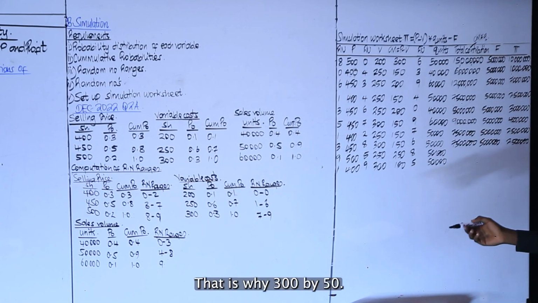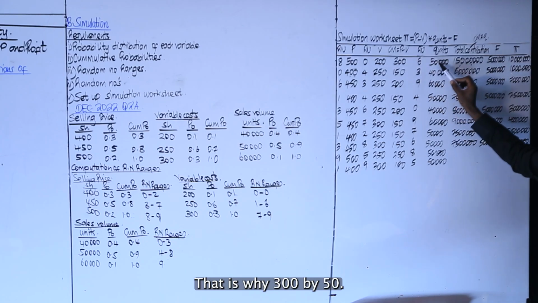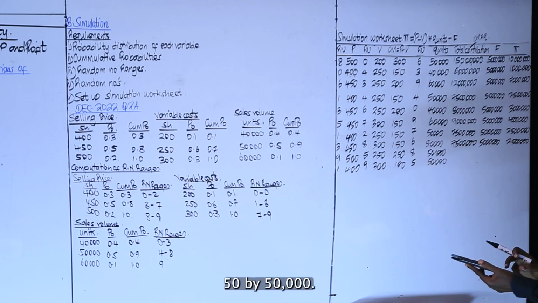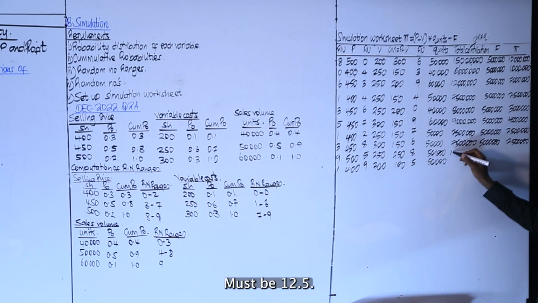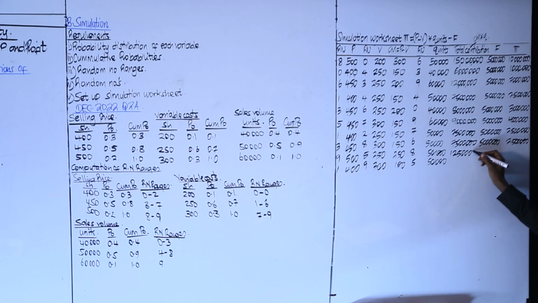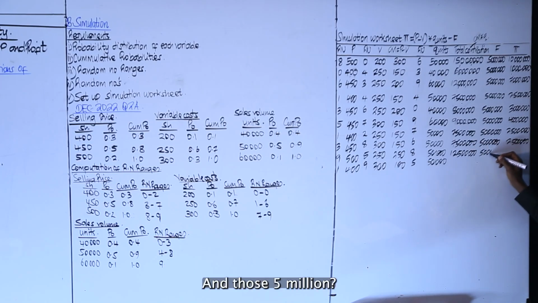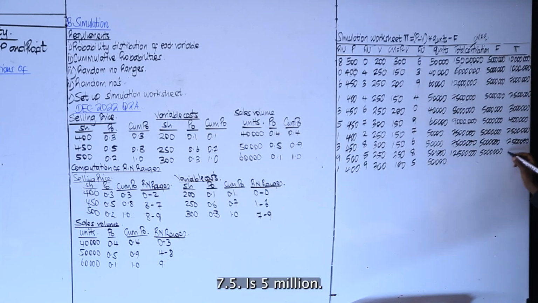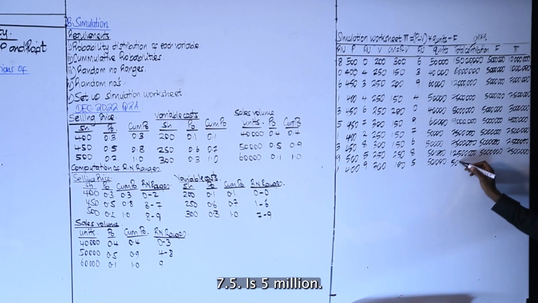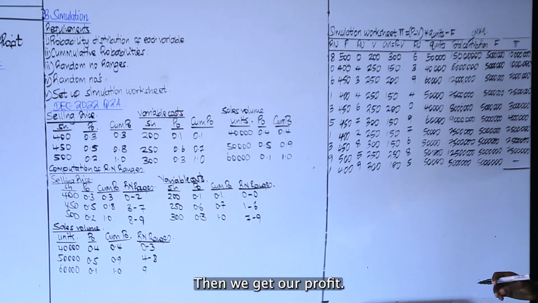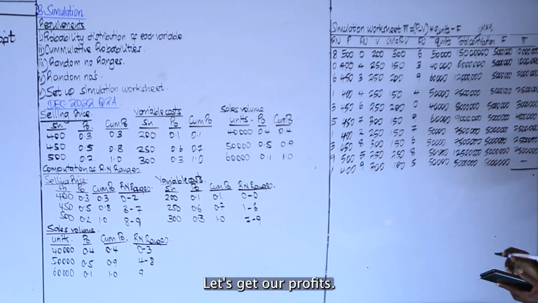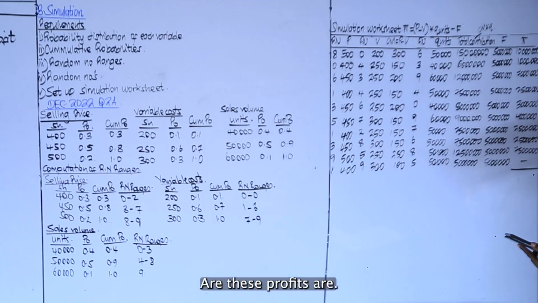Please don't forget. That is why 300 by 50,000 is that. What have you? 250 by 50,000 must be 12.5 million, less 5 million, is 7.5. Then we get our profits. Let's get our profits. We simply add these profits.